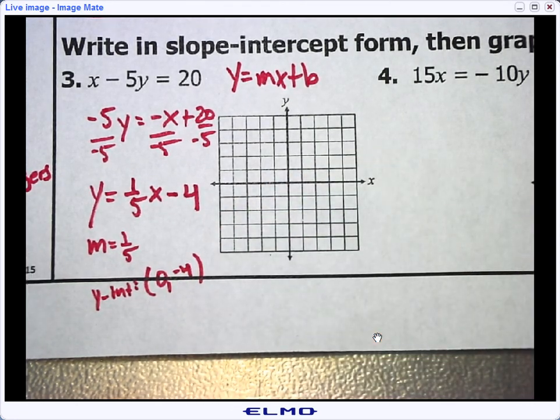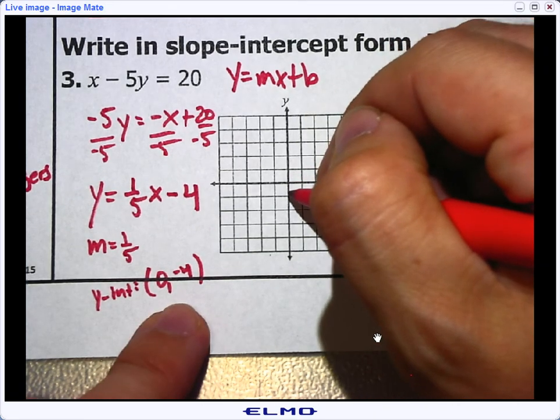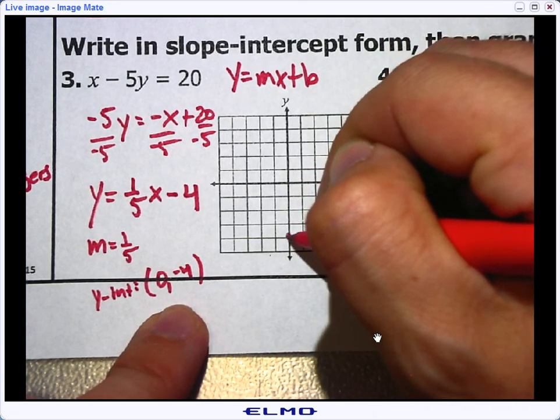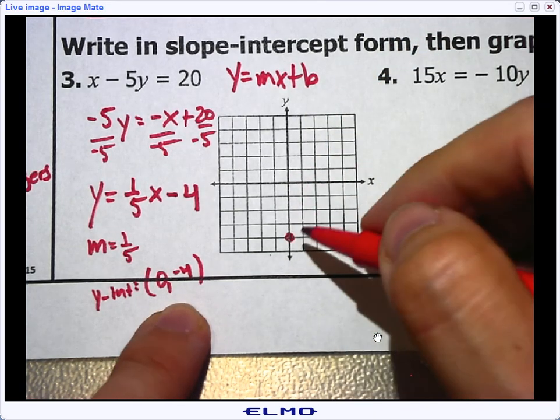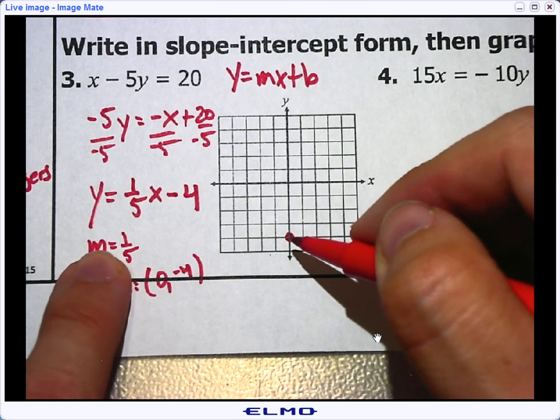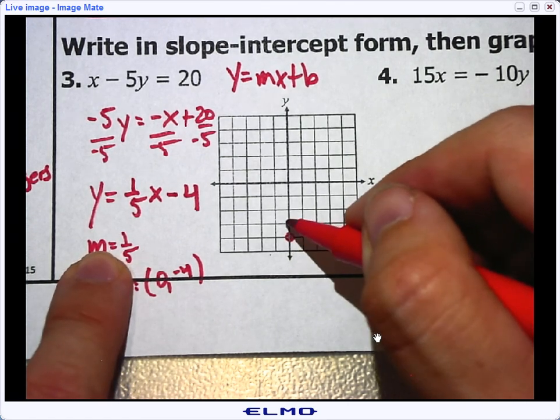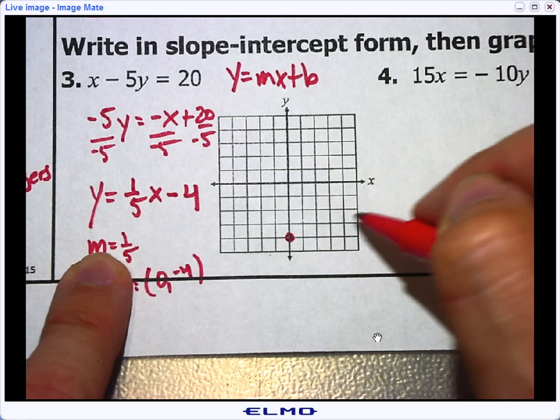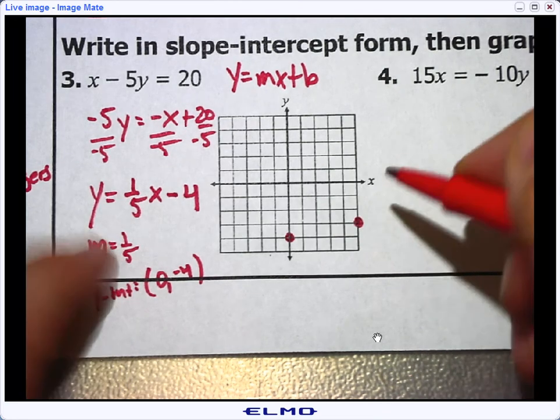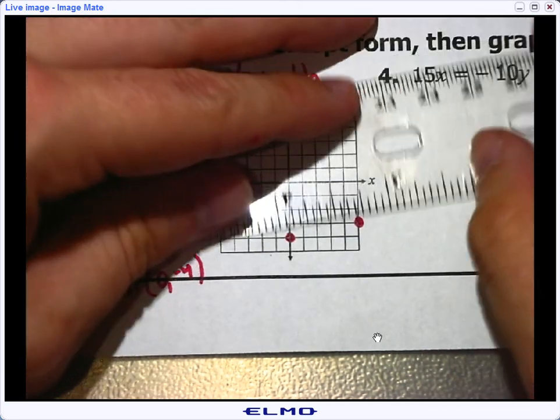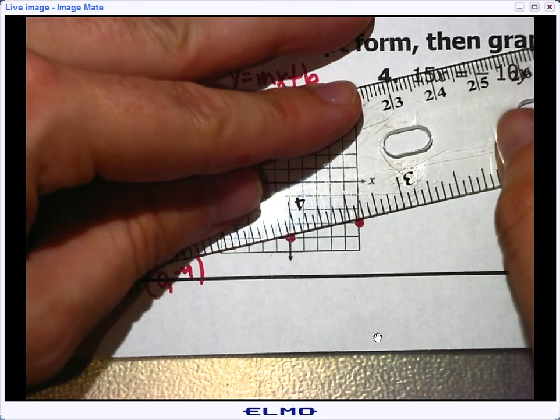So we start with the y-intercept, going to negative 4. 1, 2, 3, 4. There's my first point. From that point, I use the slope to find another one. Since it's positive, I go up 1 to the right 5. And then simply connect the 2 points, and this is what your graph would look like.